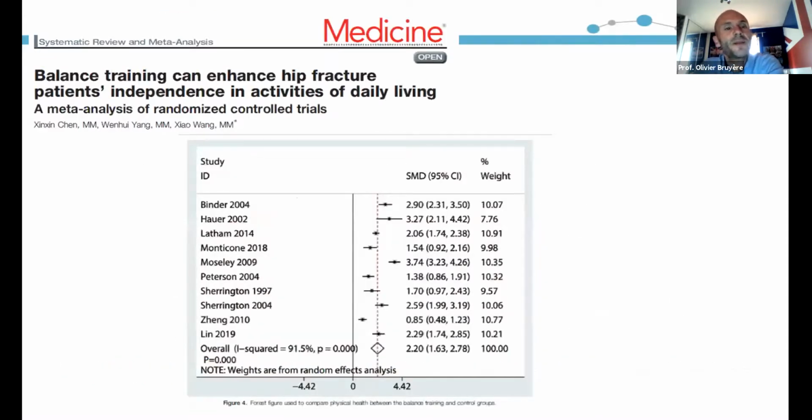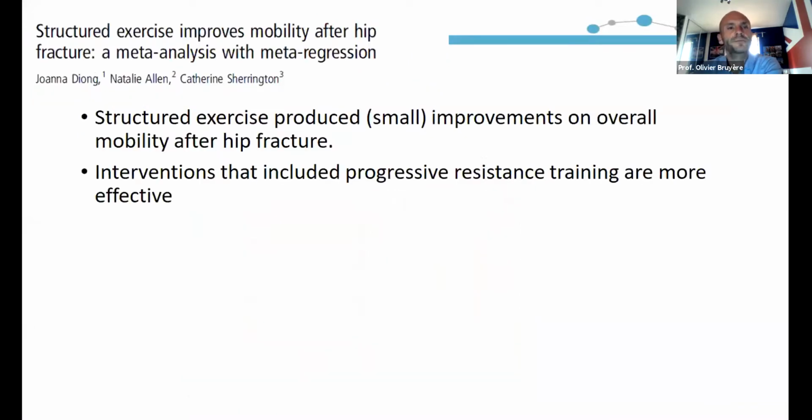Interestingly, it has also been suggested, once again coming from a meta-analysis of randomized controlled trials, that body balance training could improve the activities of daily living after a hip fracture, suggesting that, once again, body balance should be part of the exercises recommended for your patient after a hip fracture.